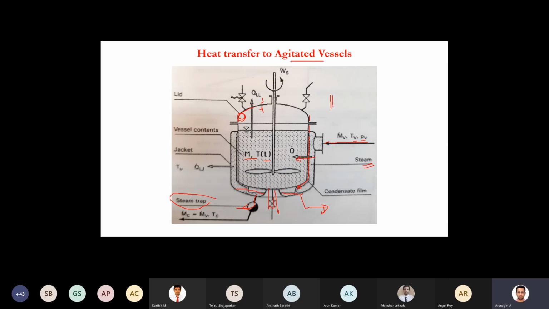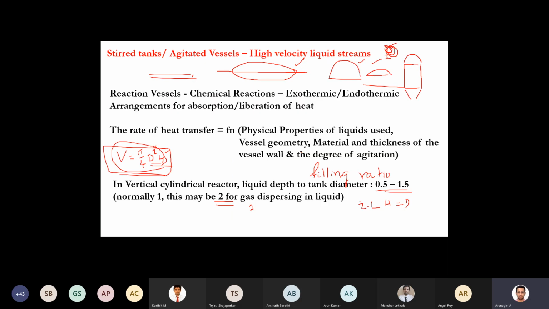If this is the wall, if this is your head, it may have bigger thickness. So you have to provide a smooth change in dimensions. For this purpose, you need this torus section. Okay, so now this is the case. The heat transfer in agitated tanks not only depends on the agitation and those things.